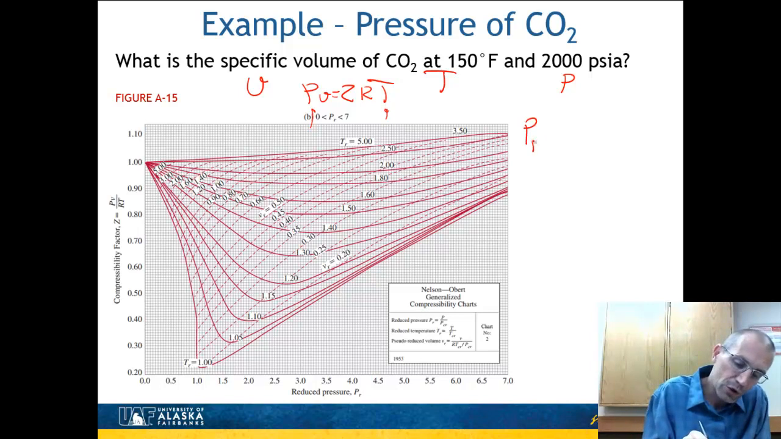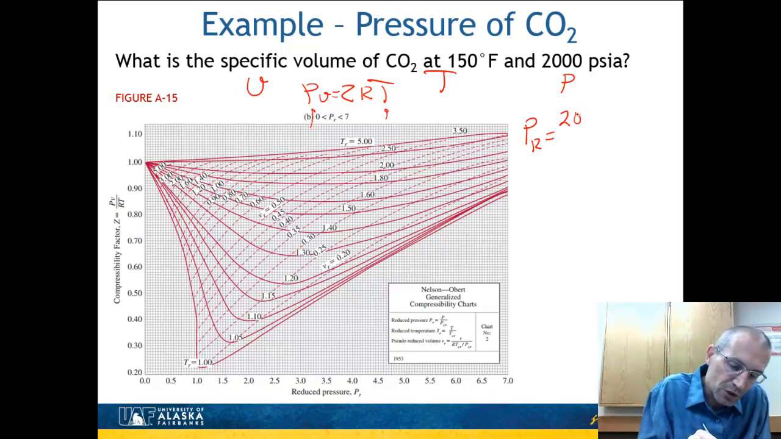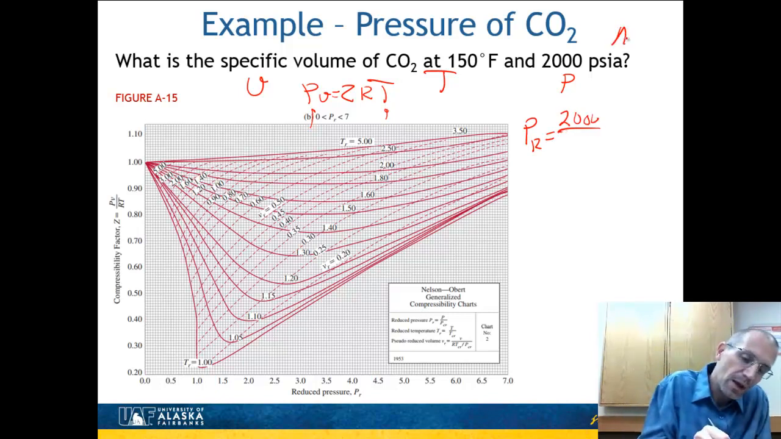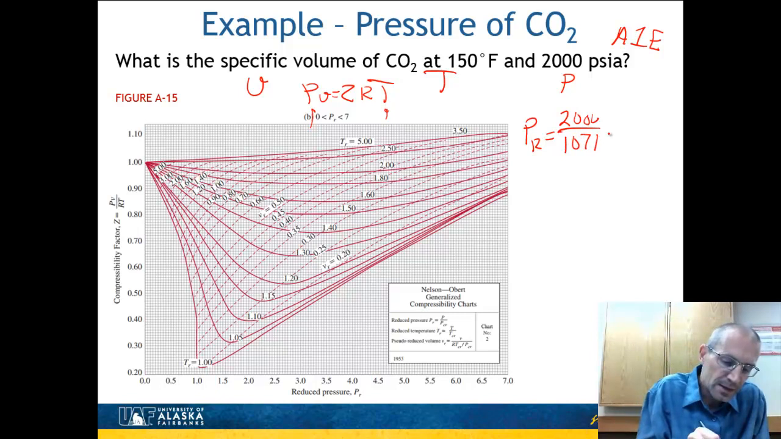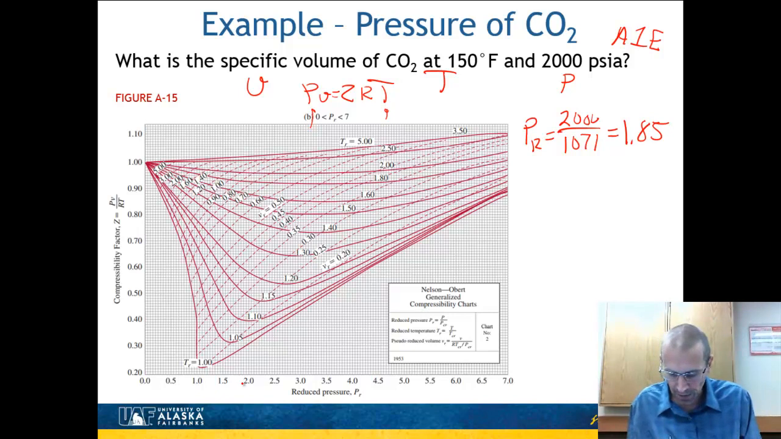So let's go ahead and calculate our reduced pressure. Now, reduced pressure is the absolute pressure, 200, over the critical pressure. I find that on table A1E. We're in English units on this one, and that is 1071. So my reduced pressure is about 1.85. So looking on the chart, I'm right around there.